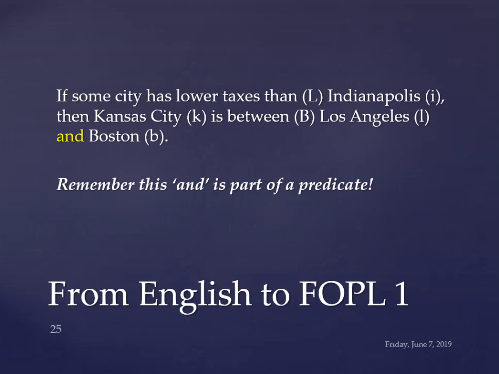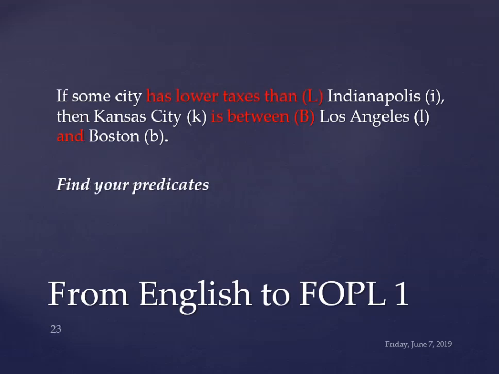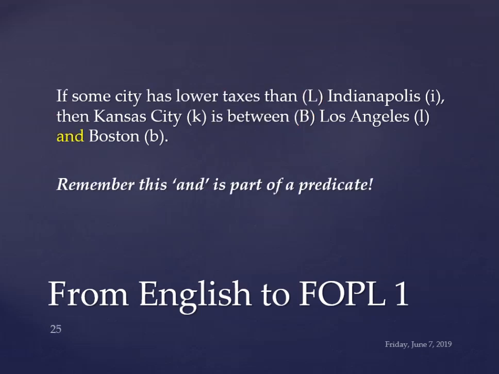Okay, the problem with doing that though is, if we go back a couple slides here, notice that "and" is part of the "is between" predicate. The between predicate is basically saying X is in between Y and Z. So you need to remember, sometimes this happens, so you really need to pay attention to that, okay?